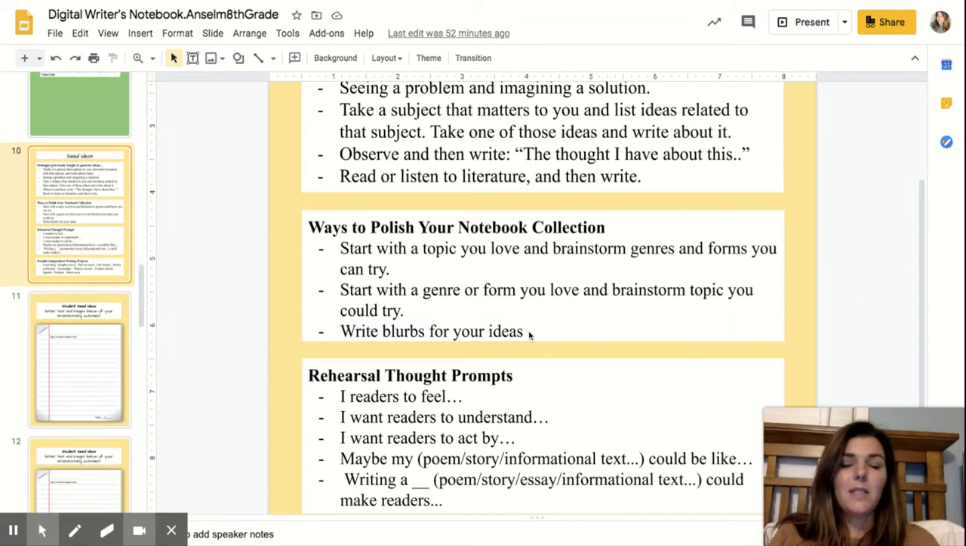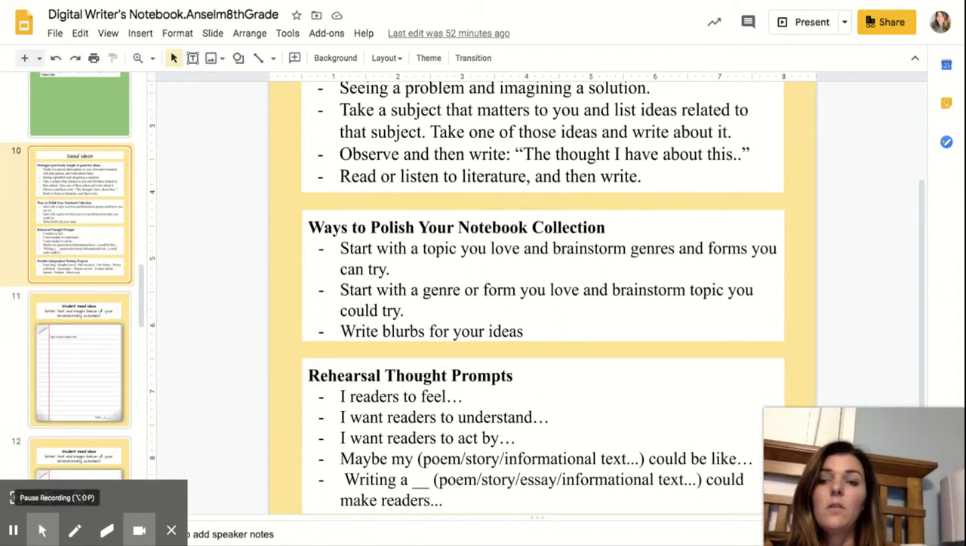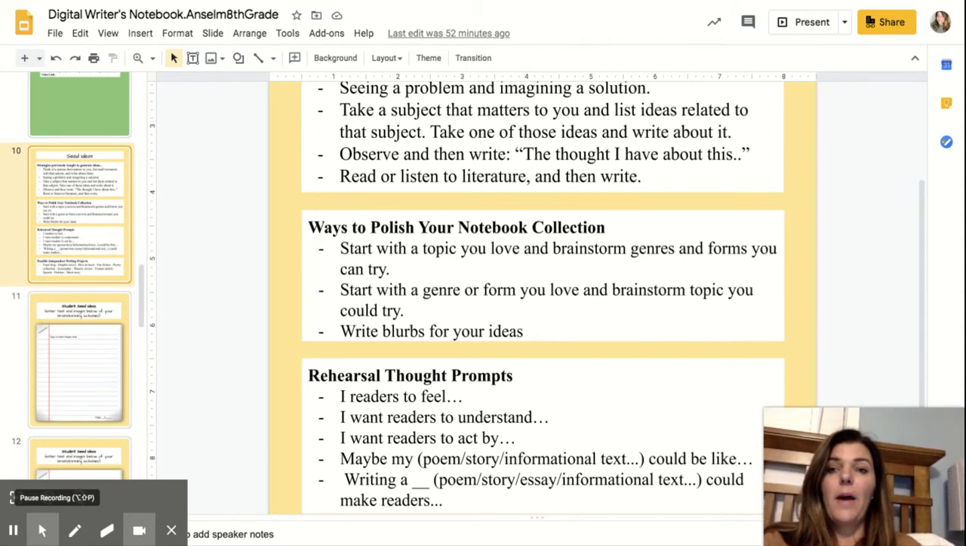Here's a list of ways you could polish off your notebook collection. Start with a topic you love and brainstorm genres and forms you can try. Start with a genre or form you love and brainstorm topics you could try. Write blurbs for your ideas. So, one thing I could do is go back and forth between the topic I want to write about and the way that I want to write about it.